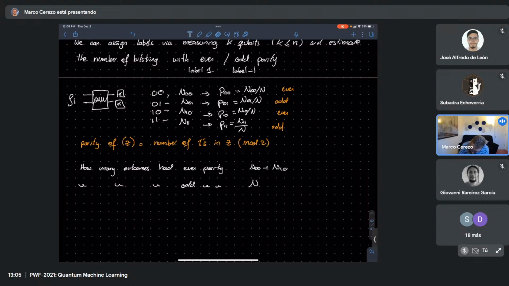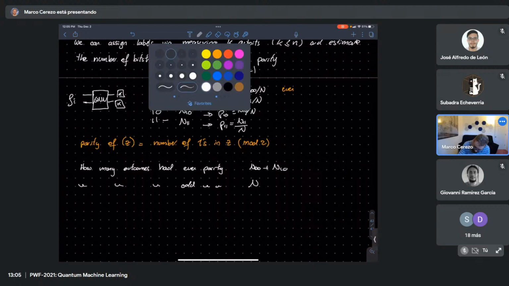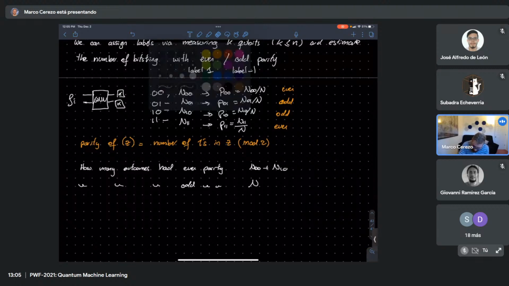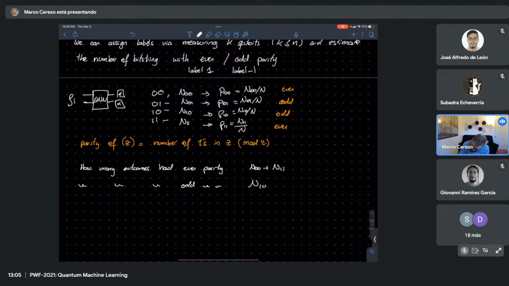Wait, I'm doing something wrong, sorry, this should have been like this. I messed it up because those two are odd. And this is also even because it has 2, and 2 is an even number. I just realized this now as I was writing it here. Excuse me about that small mistake, but this is n 1,1, 1,0 plus n 0,1.